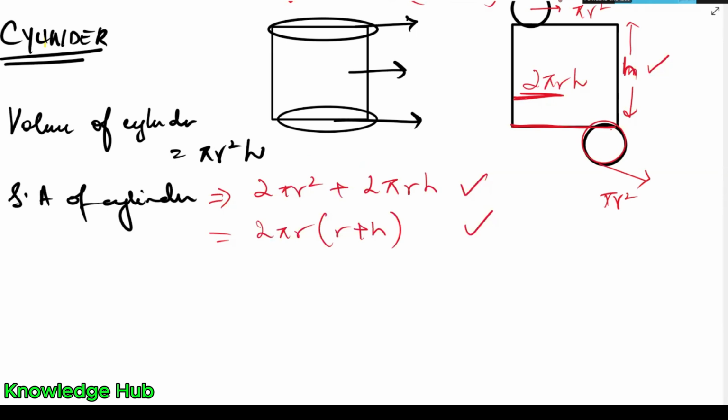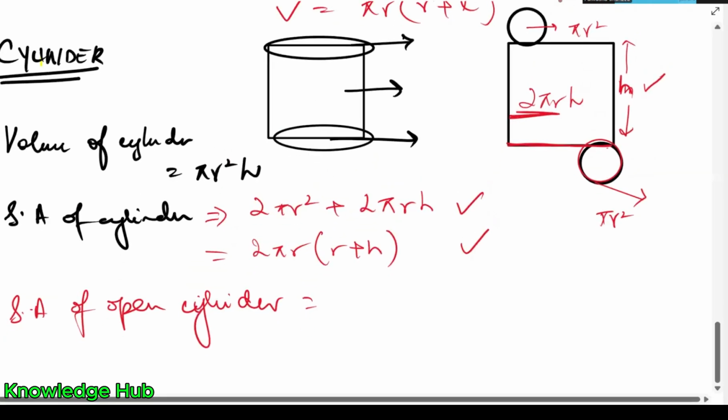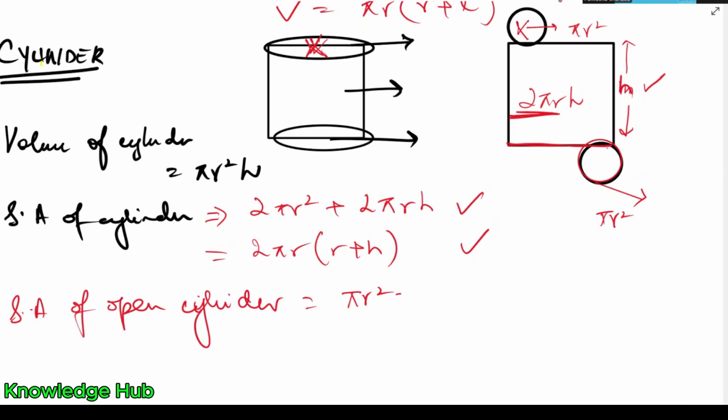Yes, a question might come up about the surface area of an open cylinder. So what happens when it is an open cylinder? Obviously, we're going to consider this face; this would be omitted. So the formula will be only pi r square plus 2 pi r h. Right? And yes, there can be another thing asked, the surface area of a pipe.